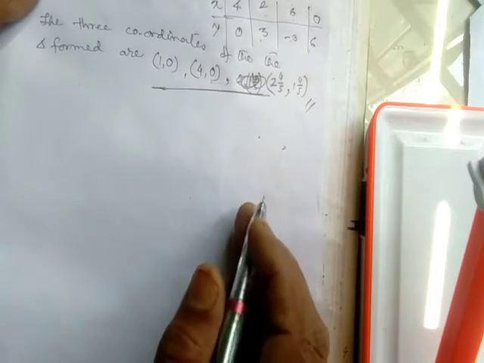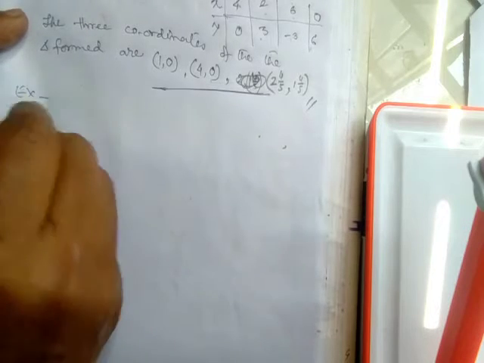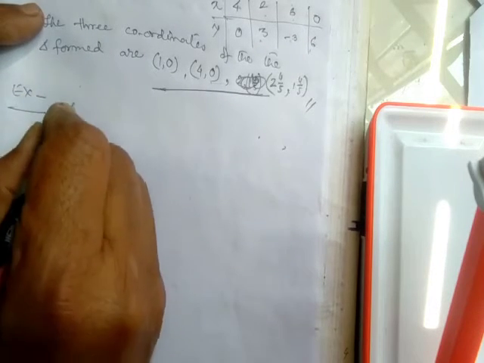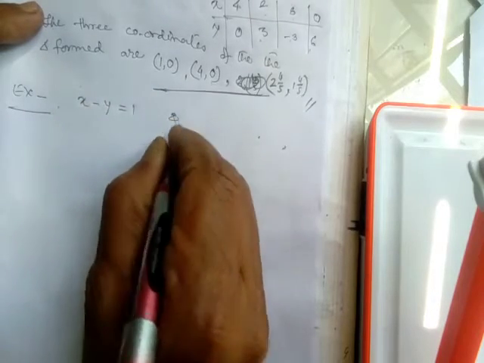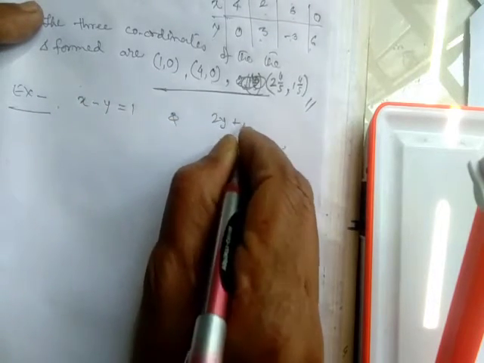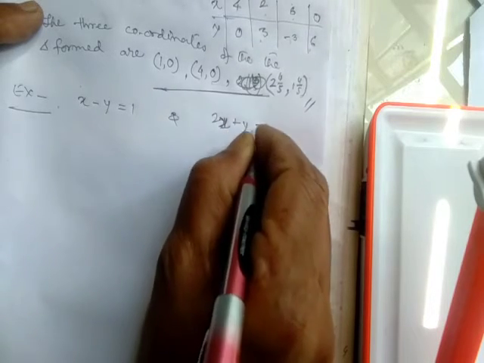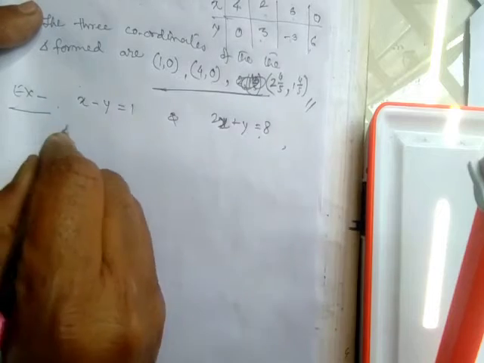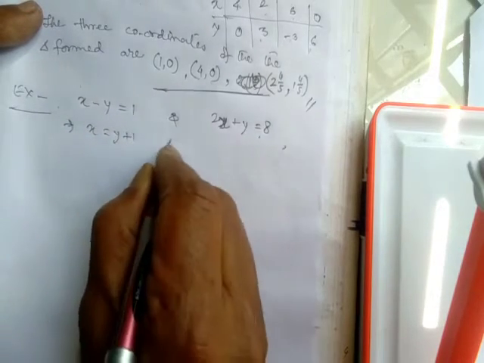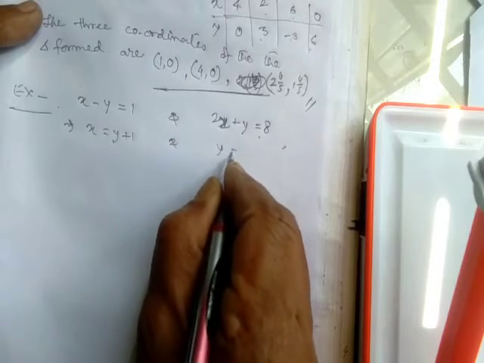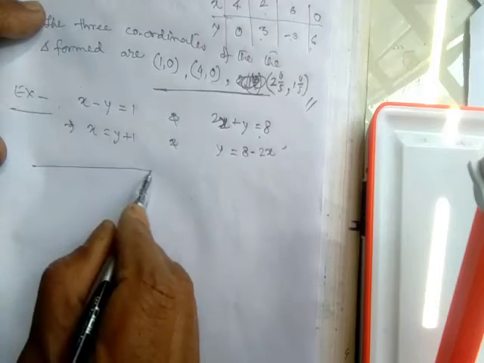Next, two equations are given. There is one example I am putting. One equation is x minus y is equal to 1, and another equation is 2x plus y is equal to 8. So this implies x is equal to y plus 1, and here y is equal to 8 minus 2x. Now we will make a table here.